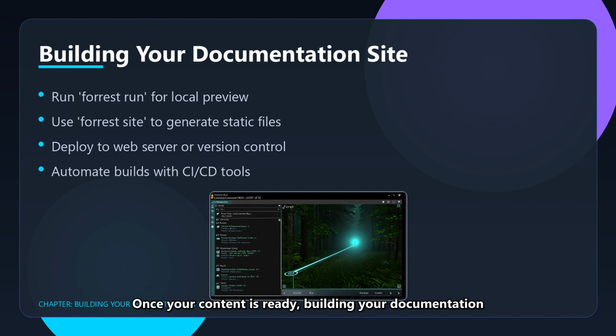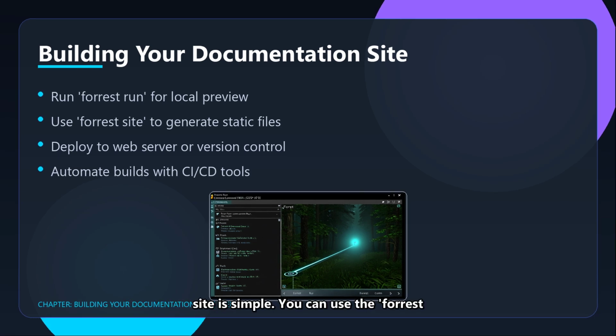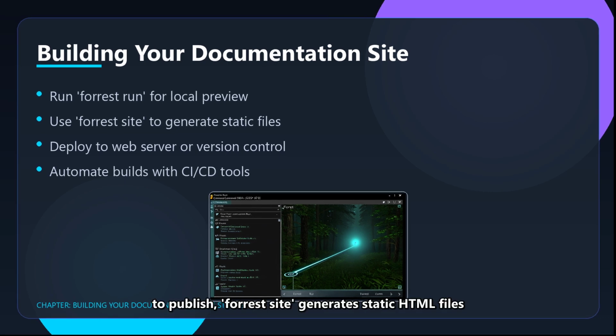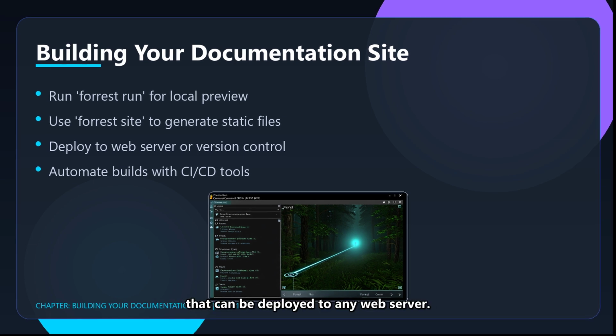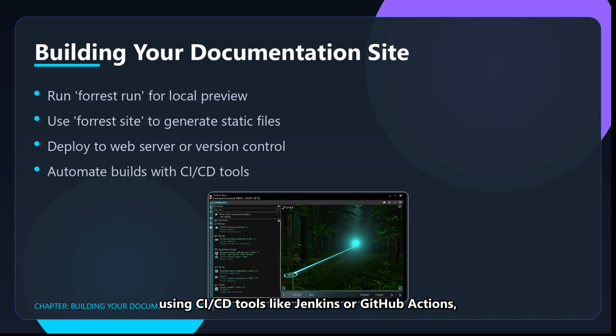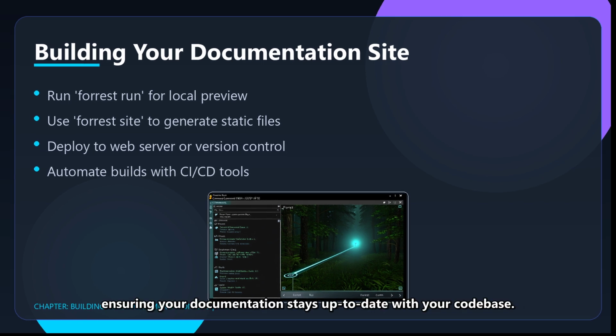Once your content is ready, building your documentation site is simple. You can use the forrest run command to start a local server and preview your site in real time. When you're ready to publish, forrest site generates static HTML files that can be deployed to any web server. For larger projects, you can automate this process using CI/CD tools like Jenkins or GitHub Actions, ensuring your documentation stays up to date with your codebase.